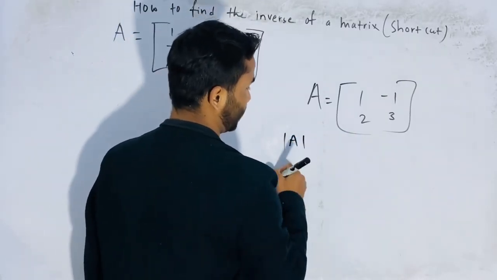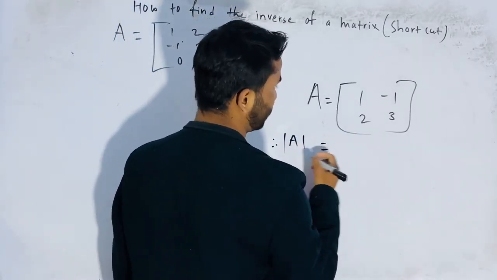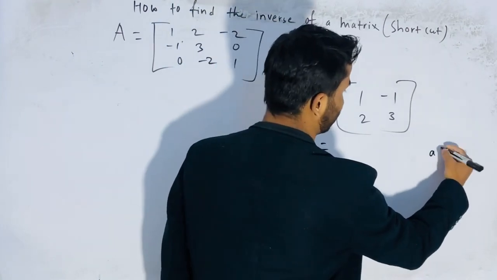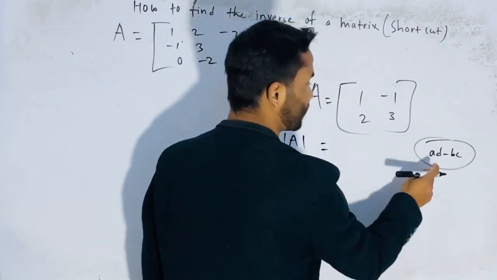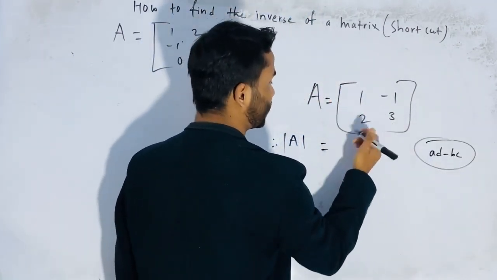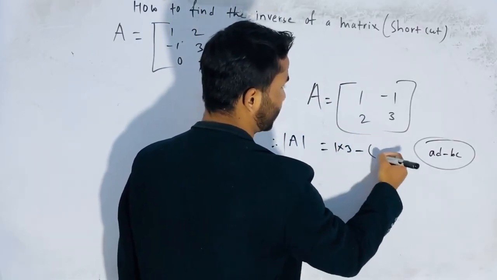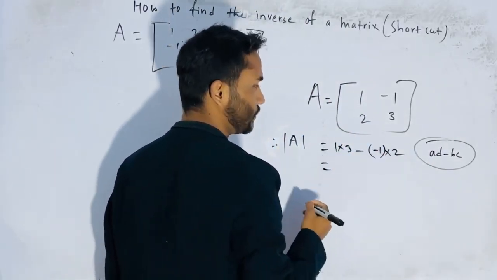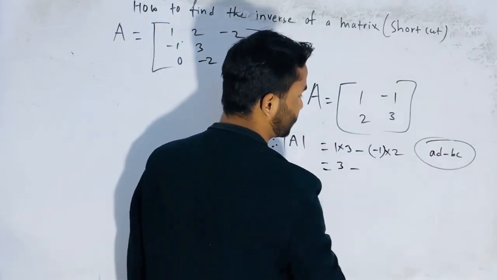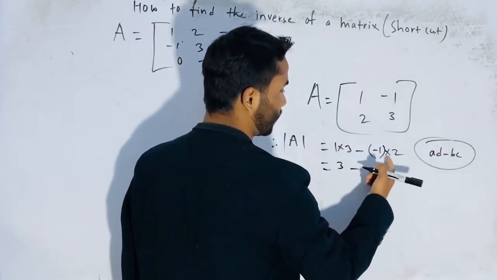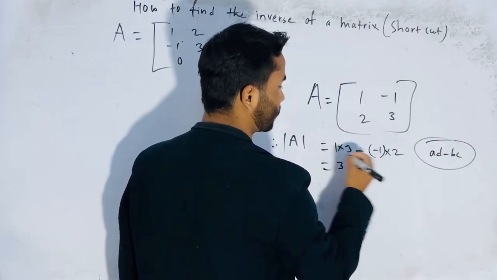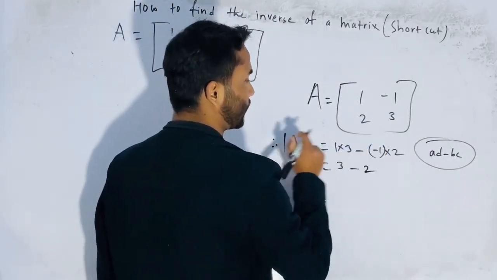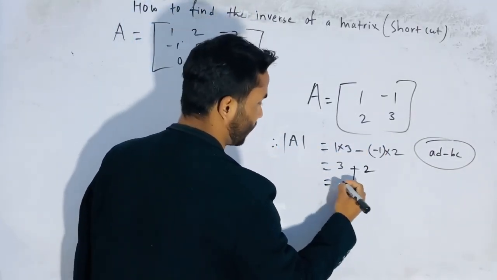So determinant of A equals AD minus BC. This is the formula to find the determinant. So we will use 1 into 3 minus, then minus 1 into 2. AD minus BC, this is the formula which we have used here. So this becomes 3 minus, this minus and minus become plus, and then 1 into 2 becomes 2. So our answer is 5.